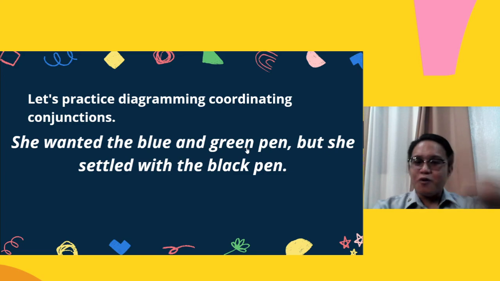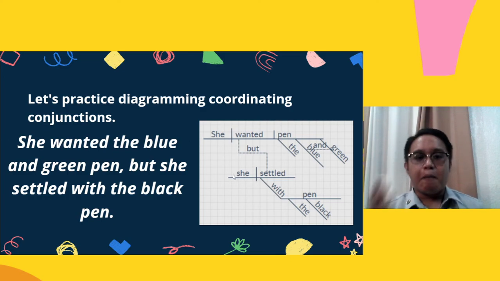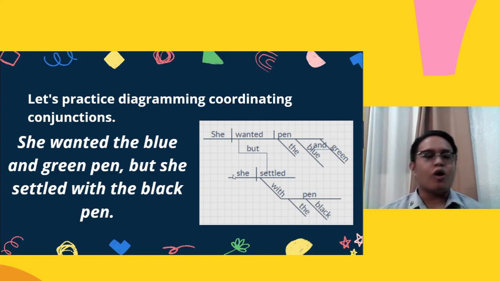So, let me know if you have the correct answer. And the correct answer is this. Okay? She wanted the blue and green pen, but she settled with the black pen. So, tanan natong gipang cross out, atong gi-slant, and then ato ang prepositional phrase with the black pen, and then nagkonekta, di ba? Coordinating conjunction but, and then naabot tayo coordinating conjunction here, connecting the blue and green. Okay? I really hope that you can see the pointer.